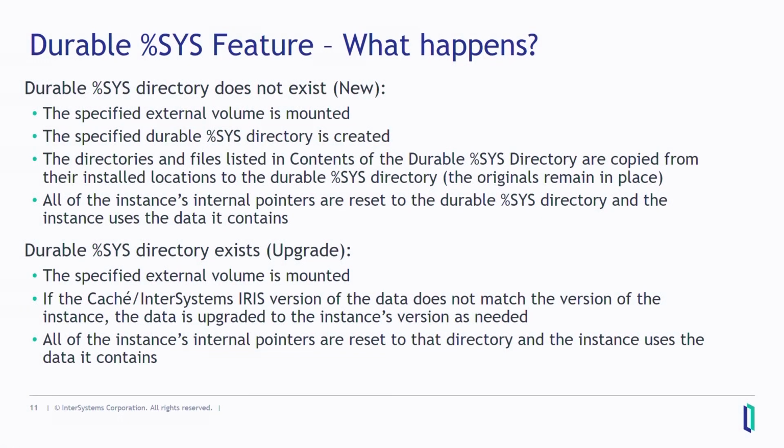So, a couple of things. What happens if the %SYS durable directory does not exist? Then, like any other thing, it would still continue the same way. The only difference is that it's still using the cache.sys directory of the local install. And if it exists, then typically at the time of upgrade, the external volume is mounted, data is upgraded, and all the instance's internal pointers are reset to that directory, and the instance uses the data.